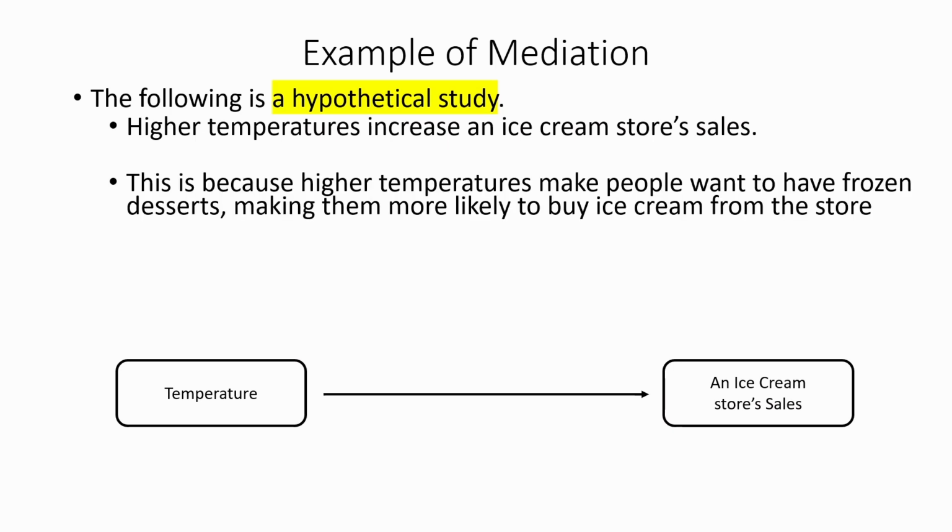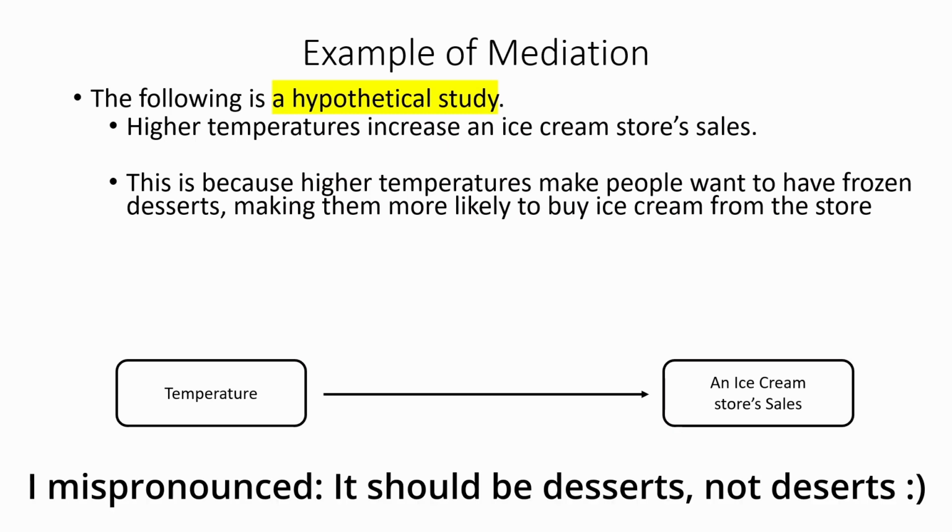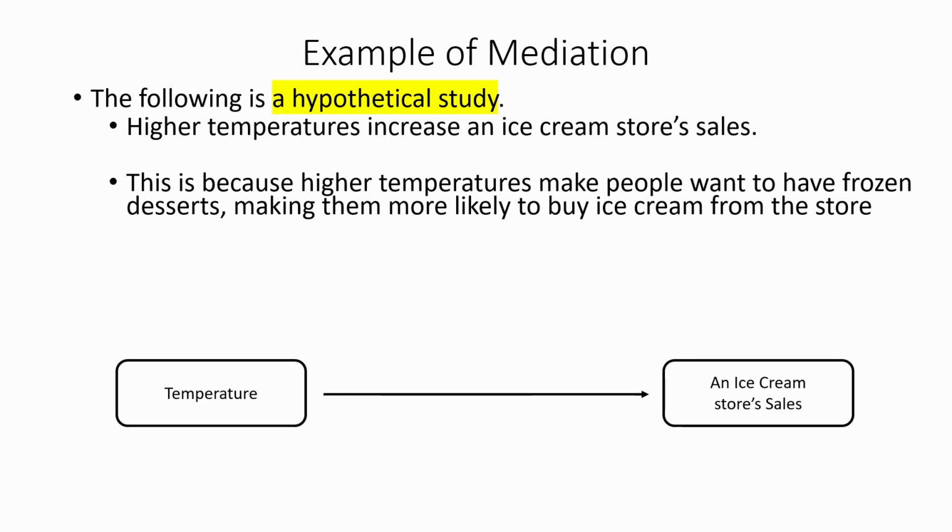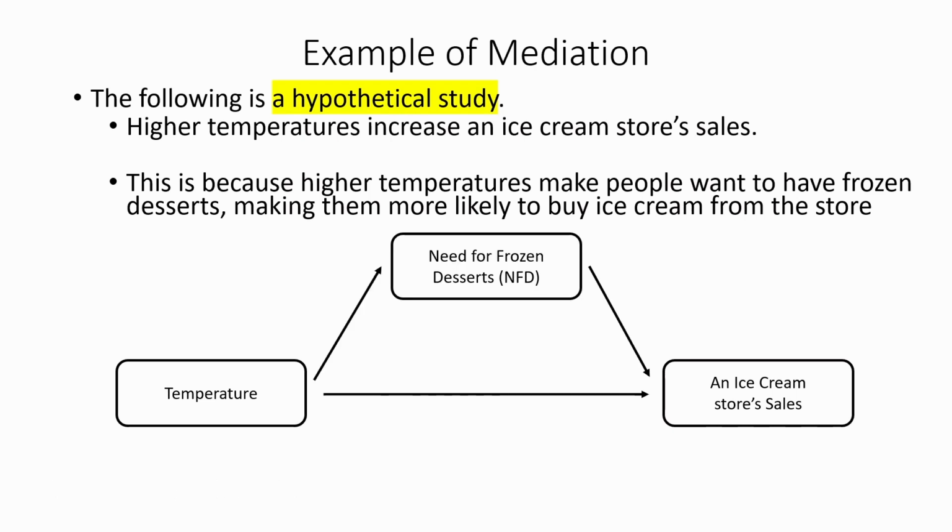And then you try to explain why it happens. You hypothesize that, okay, maybe higher temperature makes people want to have frozen desserts, making them more likely to buy ice cream from the store. And that's your hypothesis. And so you can put the need for frozen desserts as the mediator.